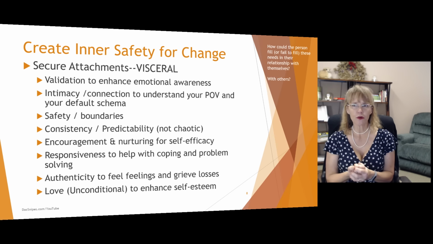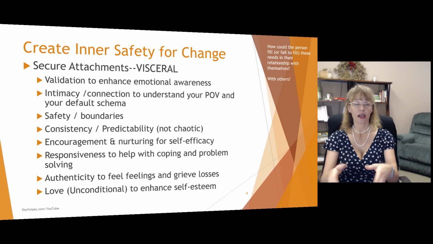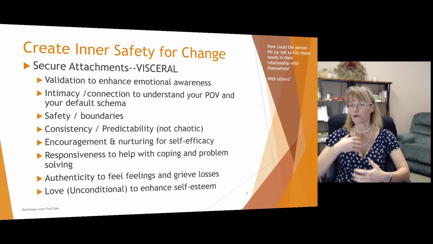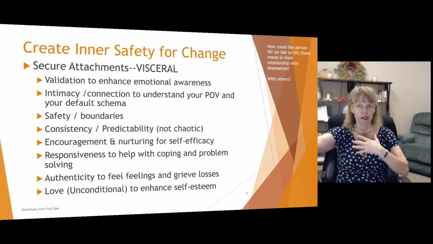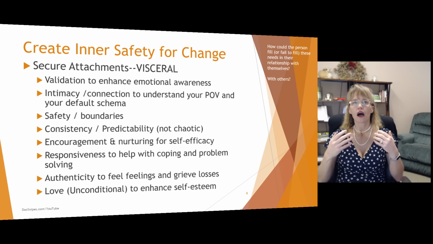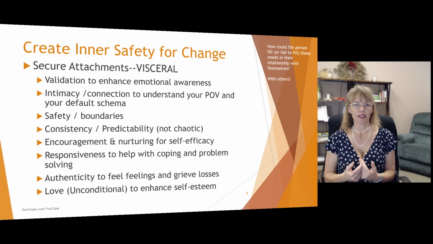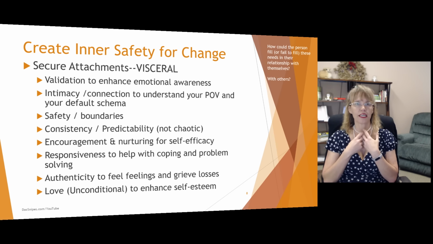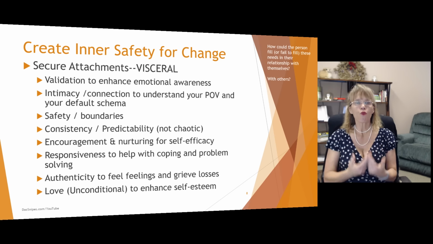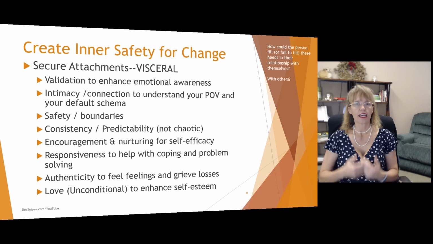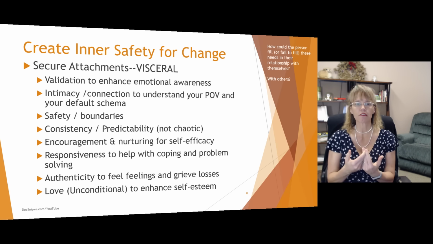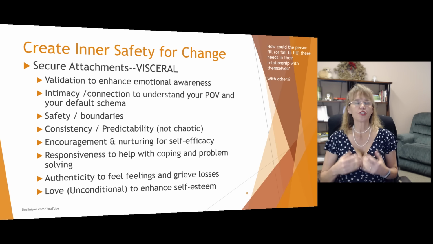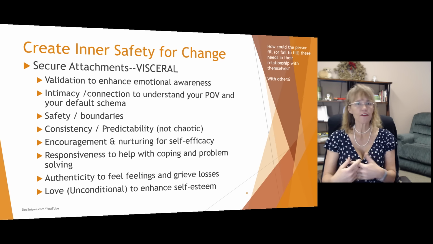And then have them explore, how do they fulfill or fail to fulfill these needs in their relationship with others? When they're talking with their child, their best friend, their significant other, in what ways do they validate that person? In what ways do they try to understand that person's point of view and engage in intimacy and connection? In what ways do they help create safety? In what ways are they consistent and encouraging and responsive?